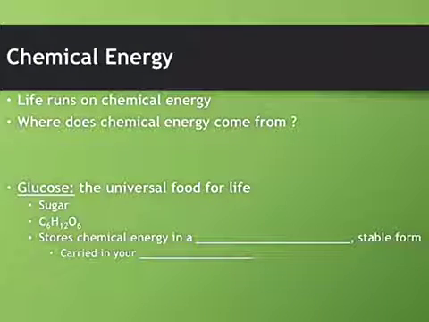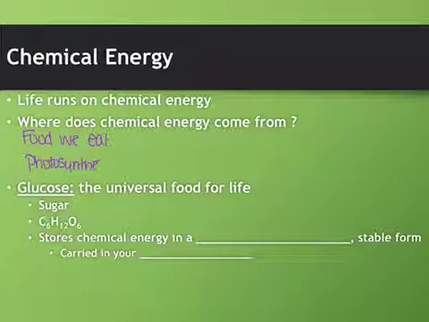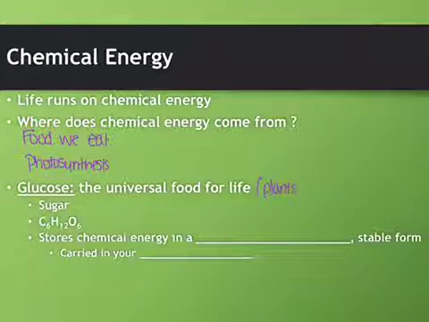So us as humans, we get our chemical energy from the food we eat. And all of the food we eat, at one point, all of that energy came from photosynthesis. So glucose is the universal food for life. And this is what plants make during photosynthesis.